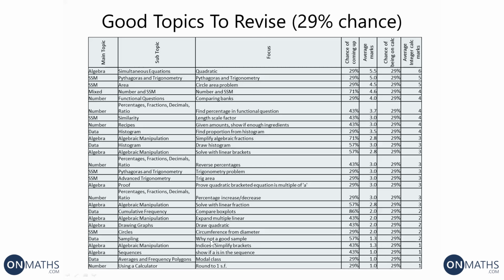Sampling, there might be a question like, why is this not a good sample? Typical answers are that they're only asking one type of person. So if you're asking people about their political views and you're stood outside a women's clothes shop, then chances are you're only asking females. And also that the sample's not big enough, so they're not asking enough people, that they've only asked 5 people, and that's not a good enough sample.